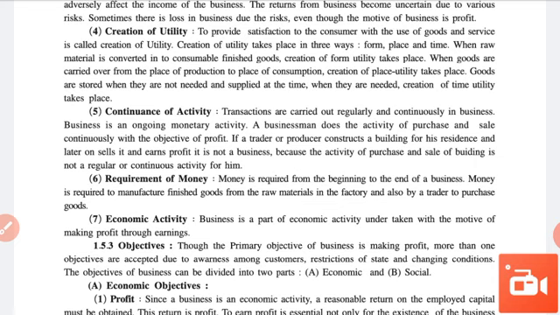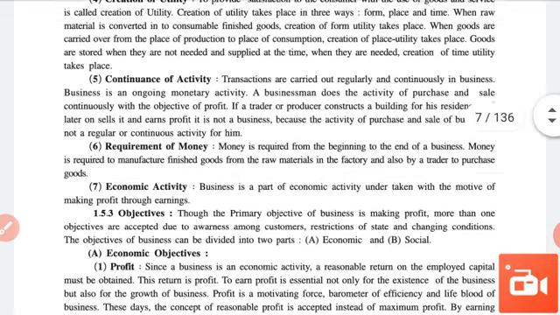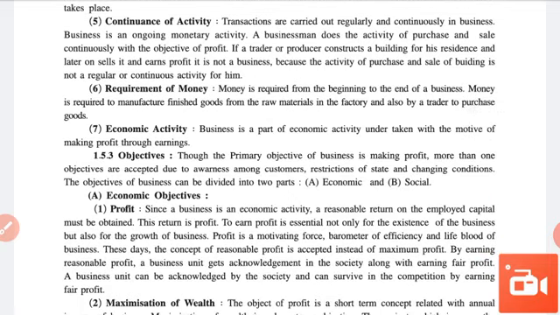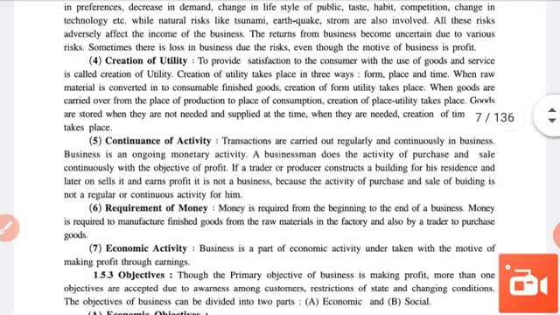Okay? Now we complete this lecture here. From the next lecture, we will study objectives of business. There are two types of objectives, economic and social. We will study them in detail from the next lecture. Till then, you learn these 7 points.